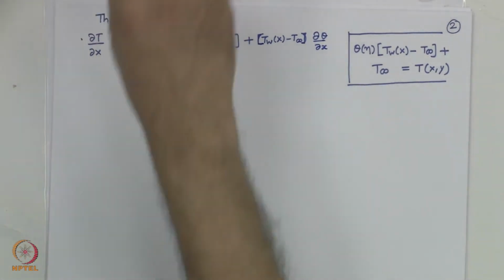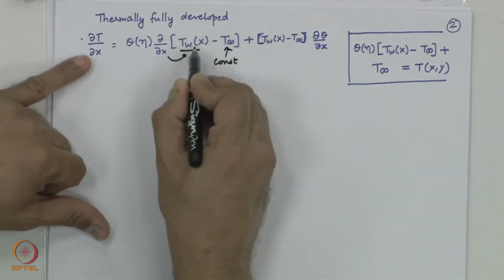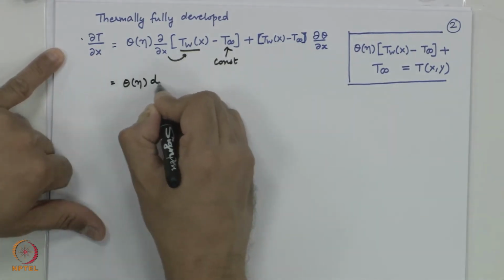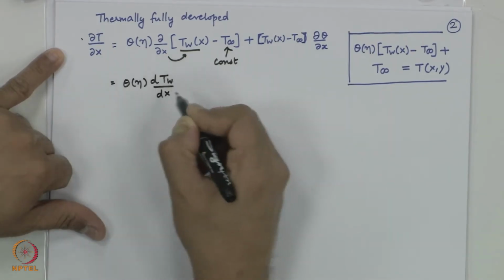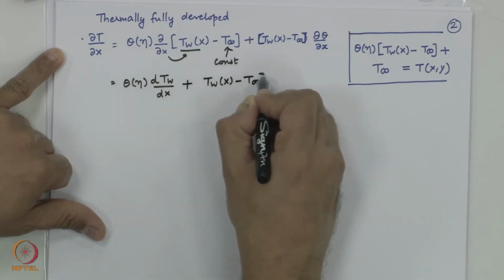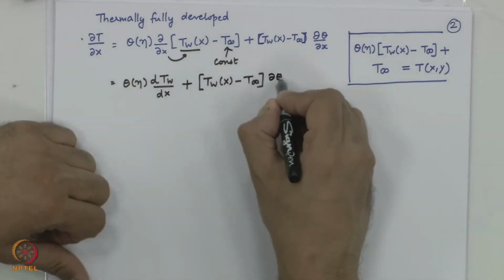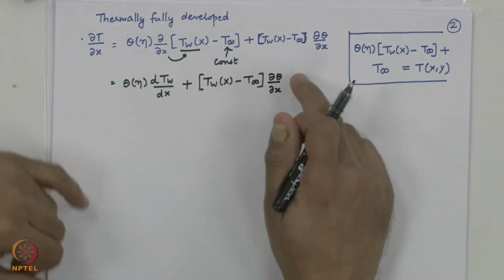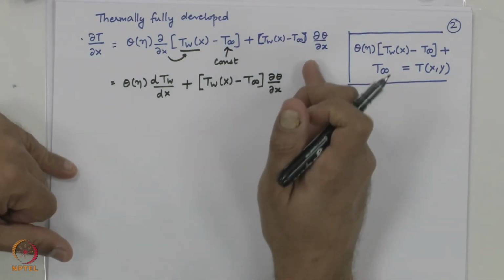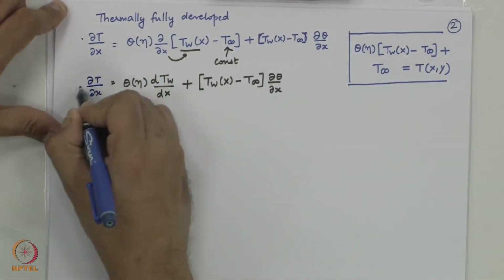If you recall, this is only a function of x, this is a constant. This being a function of x alone, this partial becomes a regular derivative. So, I will write theta of eta dtw by dx plus t wall of x minus t infinity as it is. D theta by dx is going to be written as just like that. We will then transform this to d theta by d eta times d eta by dx. D theta by d eta and d eta by dx we would write. So, dt by dx is here for us.